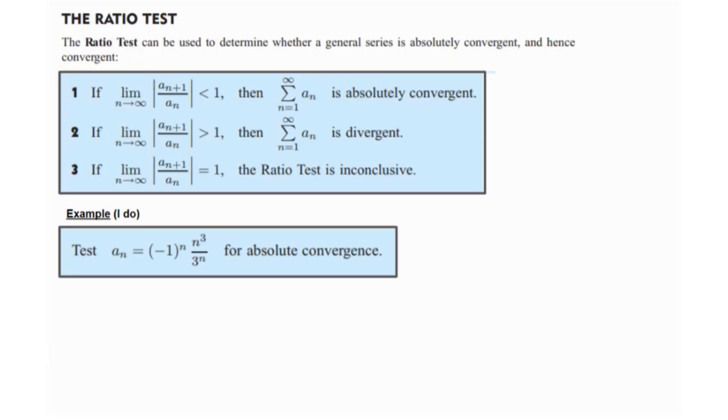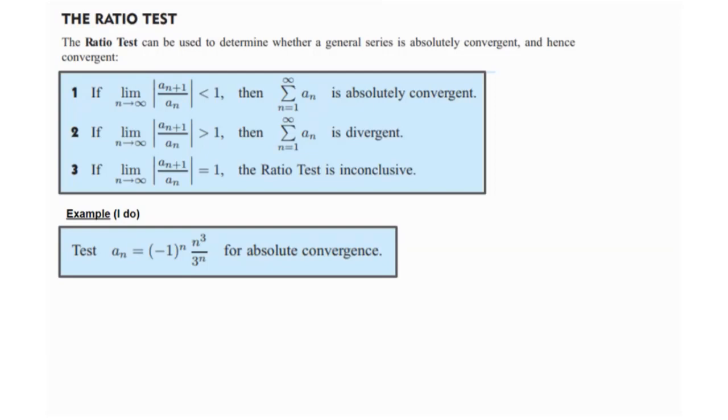So we evaluate this algebraically. We find the limit as n approaches infinity of the absolute value of the ratio between the next term and the current term. If that value is less than 1, then it tells you that the series from n equals 1 to infinity of the terms in the sequence is absolutely convergent. If it's greater than 1, it tells you it diverges. If it equals 1, the ratio test tells you it's inconclusive. So to find out if this thing converges or not, you're going to have to use other methods.